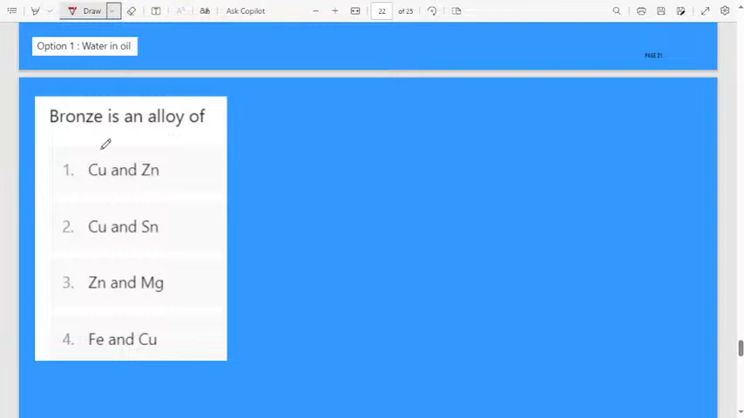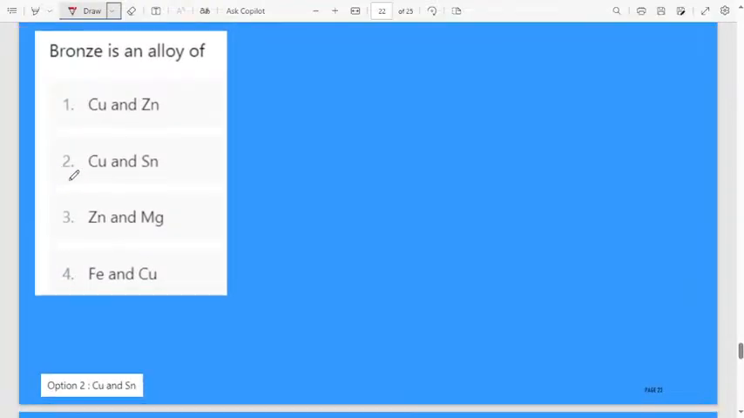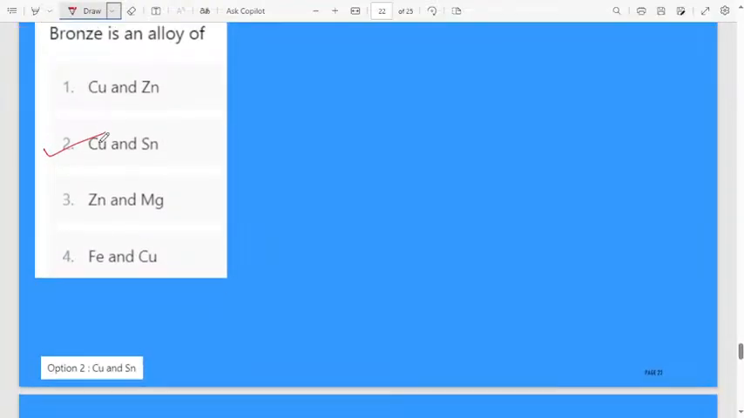Okay. Next, bronze is an alloy of, first option copper and zinc, second option copper and tin, third option zinc and magnesium, fourth one is iron and copper. Bronze is an alloy of copper and tin. Remember.